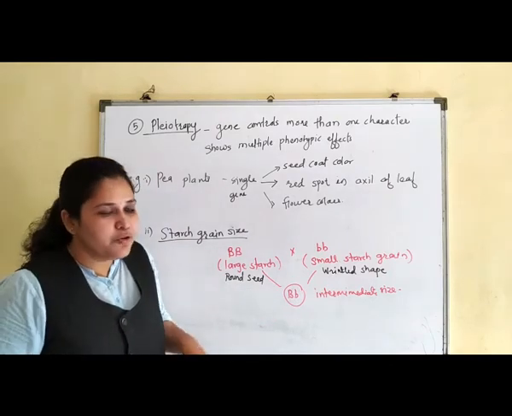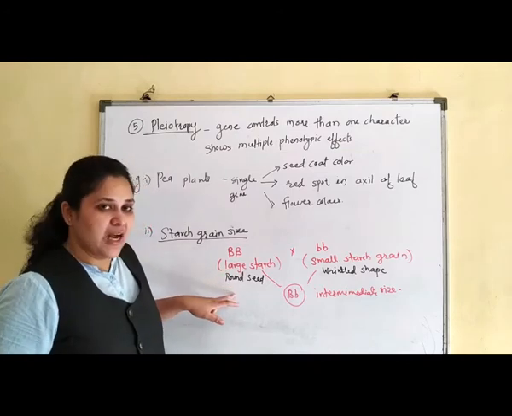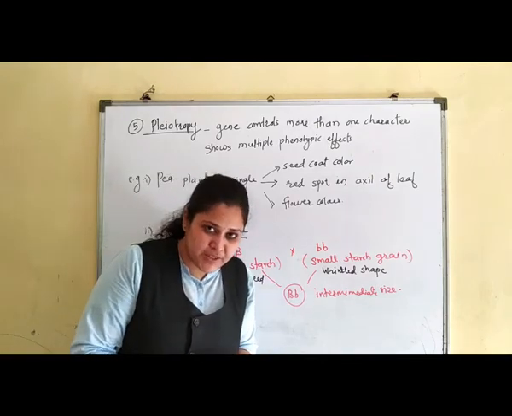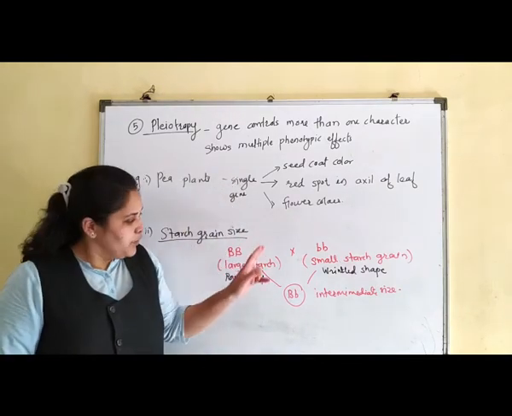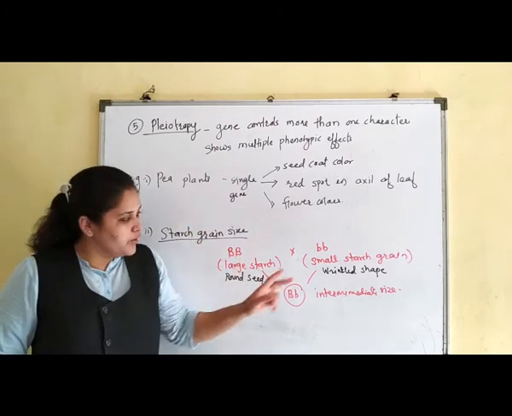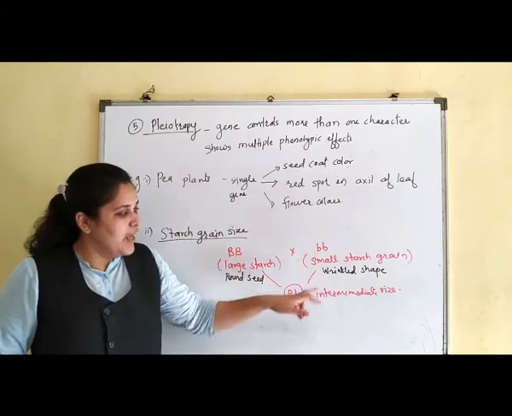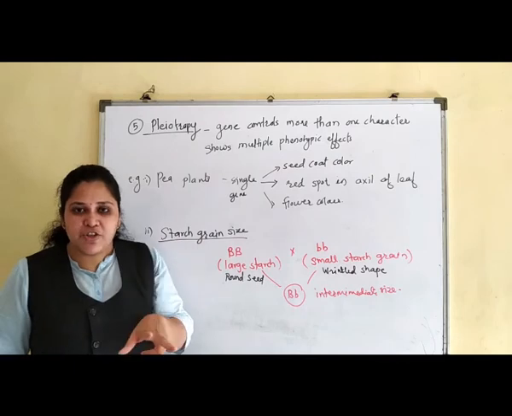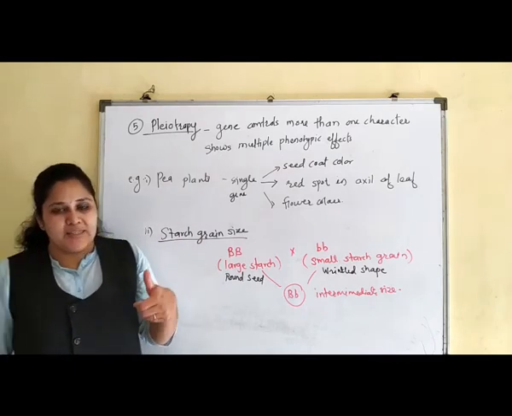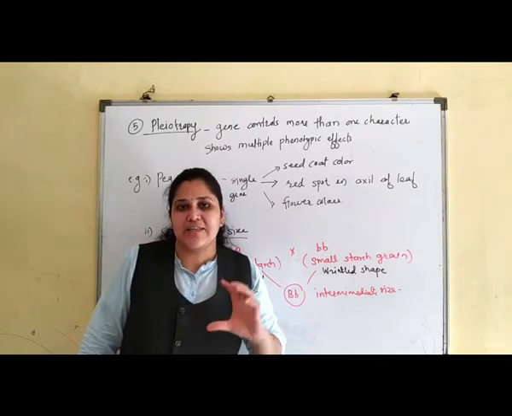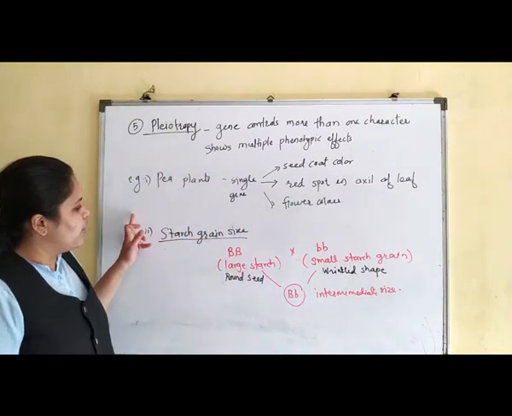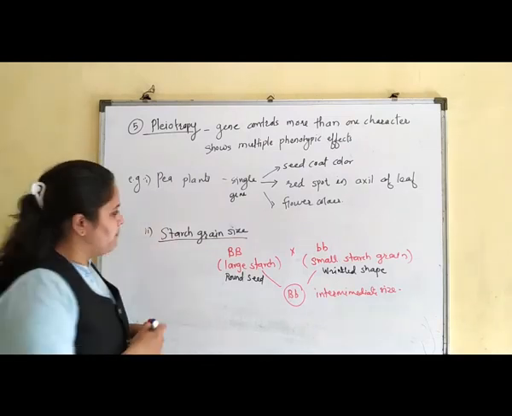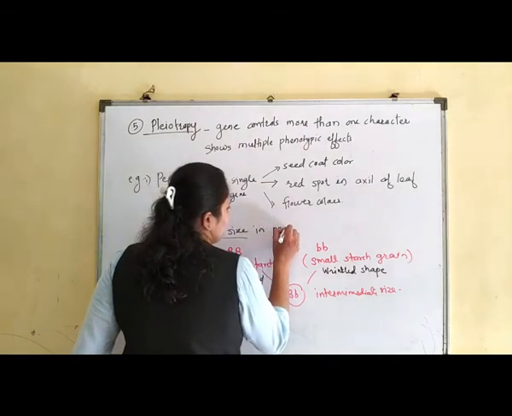But how is it pleiotropy? When the seed has large size starch grain, then the shape of the seed is round. Meaning the round shape of the seed as well as the size of starch grain is regulated by gene B. Here also, small size starch grain and wrinkled shape of seed are regulated by gene B. So one gene gives two different phenotypes: one is the size of starch grain and another is the shape of seed. So it is an example of pleiotropy. Fine. So starch grain size in pea is also an example of pleiotropy.